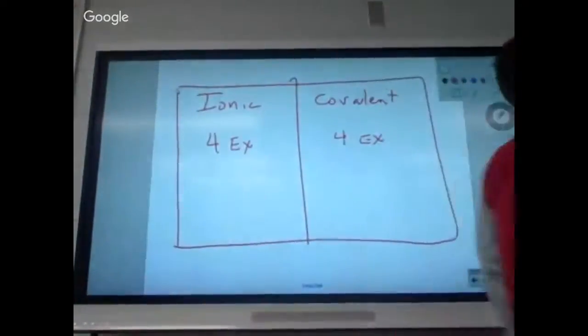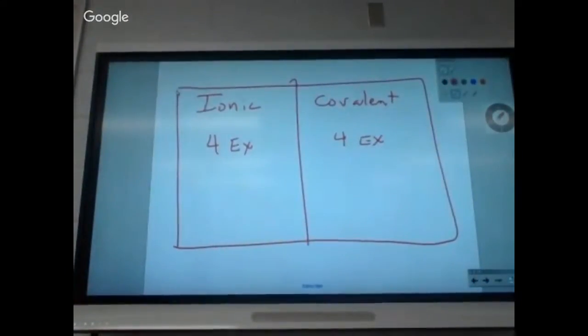There are many combinations that you can make for ionic and covalent. So if you're working at a counter with 2 or 3 different people, I should not get 4 identical papers coming in from your countertop.